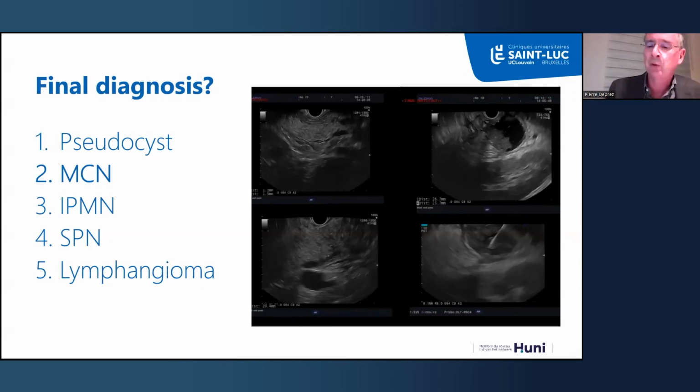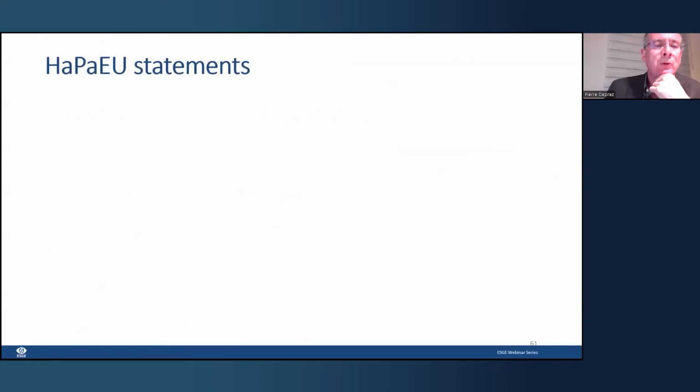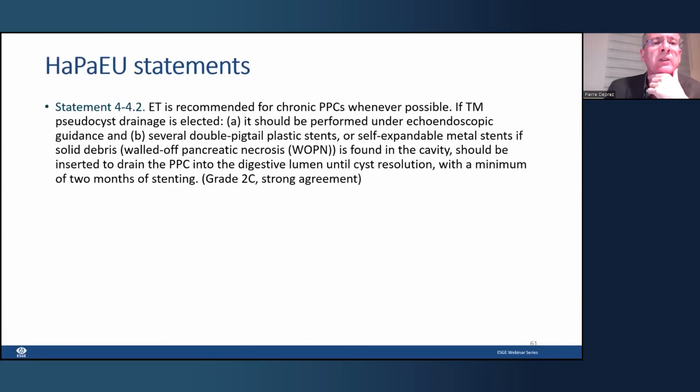But you should not wait, of course, for the sign of malignancy to suggest surgery. So let's go back to the last two guidelines published during this last year. And this one is from the UEG, by a well-known group of experts.